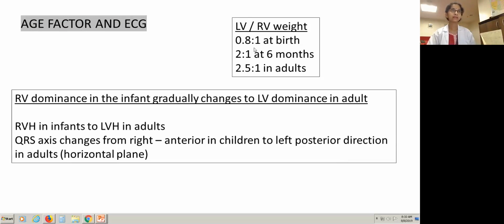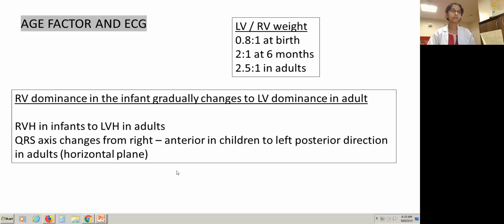So as we understand, RV is the dominant one during pregnancy and at birth, and LV is the dominant one in adults. This shift from RV to LV dominance happens very gradually from birth to adulthood. And hence, the QRS axis also changes from right anterior in a newborn to left posterior in an adult.